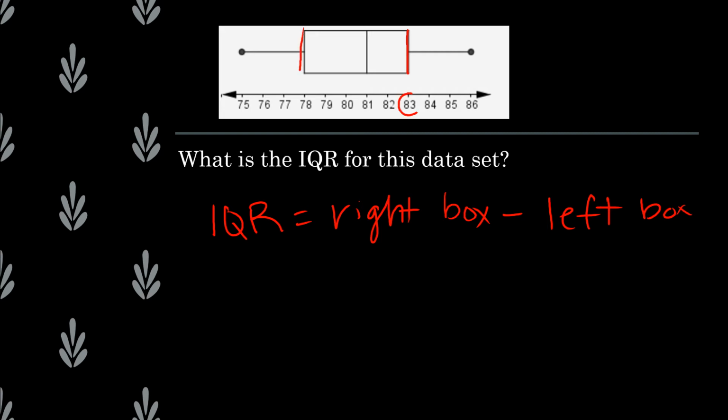My left side of my box is at 83. My right side of my box is at 78. So all we need to do is subtract these to get 5. So the interquartile range, or IQR, for this data set would be 5.